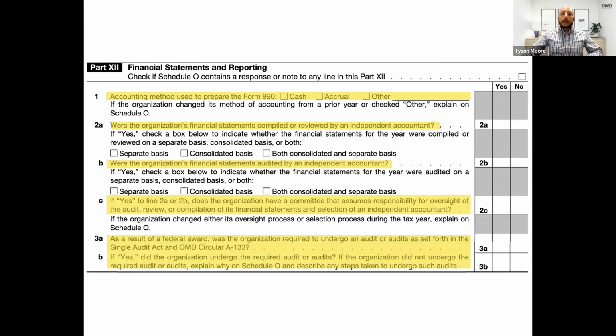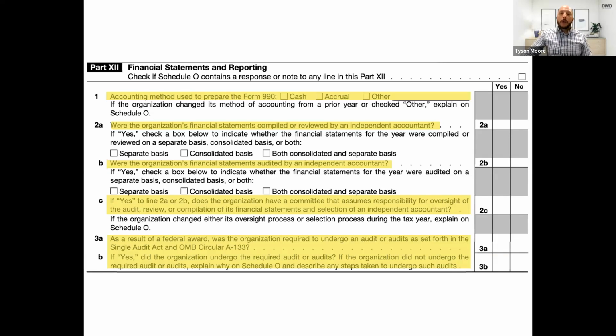The IRS also asks if your organization has received a compilation or a review by an independent accountant. So if you do your own internal compilation or review, you would answer this question no. Also, it asks if an audit was done by an independent accountant. So if you have an audit or review or comp done, make sure you answer this question yes.